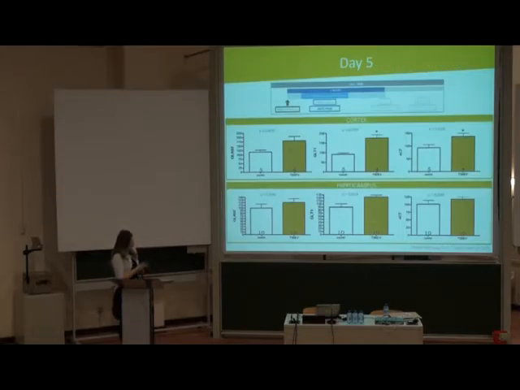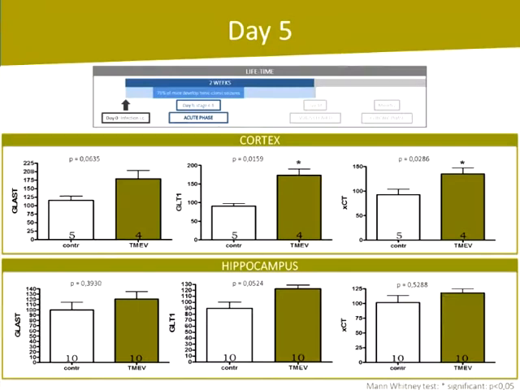As you can see, at day 5 post-infection, we see in the cortex a significant increase in protein expression level of GLT1 and xCT, and we also see a trend toward an increased expression of GLAST in the group that was infected with the virus. In the hippocampus, we don't see significant changes, but again, we can see a trend toward an increased expression of GLT1 in the infected group.